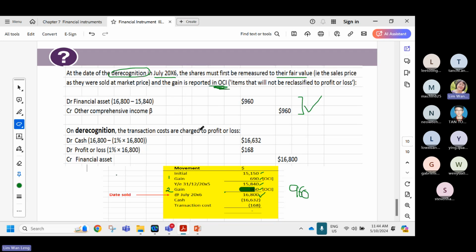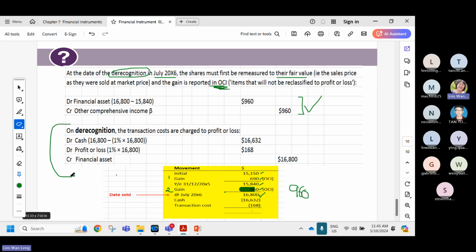Okay, because the classification is at fair value through the OCI, so these items will not be reclassified to the profit or loss. Okay, but if you have them at fair value through profit or loss, then you will do the reclassification. But over here, no. All right, so to the OCI, second time. And then this last journal entry is for the derecognition portion.